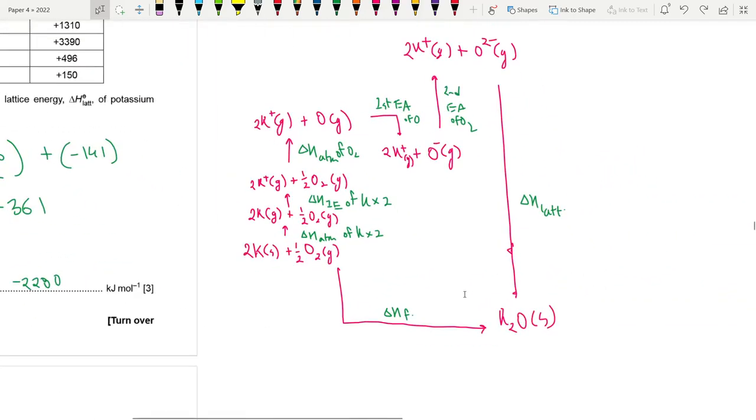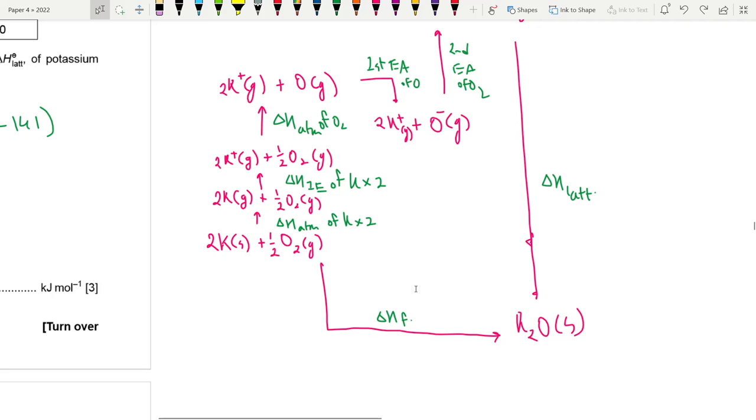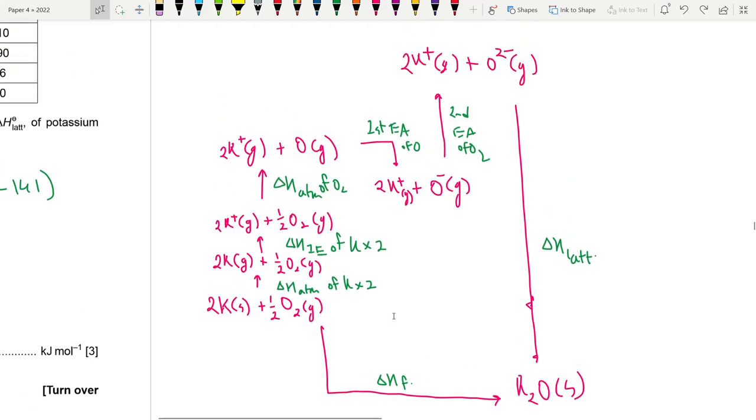We want to form potassium oxide. So what do we need? We need to atomize the potassium solid to gas. Then we need to form the potassium ion, the K plus ion. Then we need to atomize oxygen. That means break O2 into 1 mole of oxygen atoms, followed by the first electron affinity of oxygen, then the second electron affinity of oxygen to get the oxide ion, anion, right? And then there are two routes.